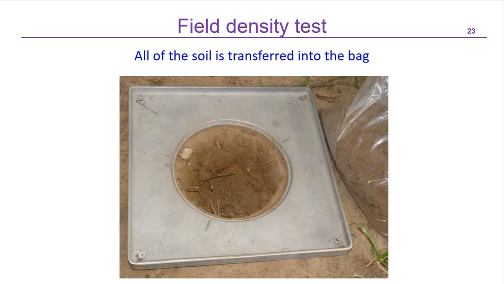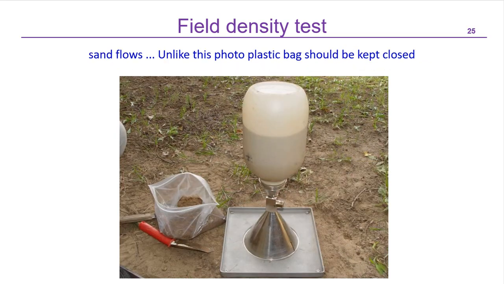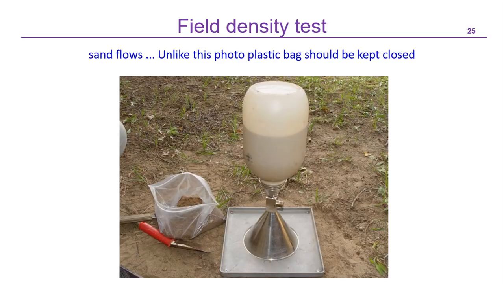Now the test hole is ready. We are going to place this apparatus, open the valve, and let all the sand fall down. You remember at the start of the test, you can see very easily that this whole jar, a gallon, is filled with sand, but after some time you will see this is the line of the sand. Over here there is no sand, because all that sand has gone into the hole and into the cone.